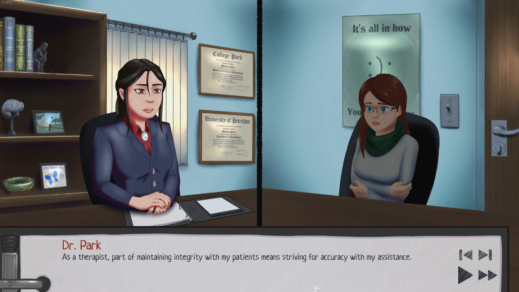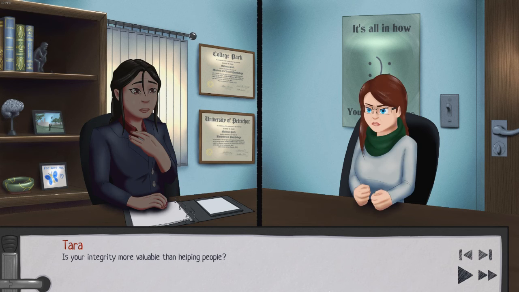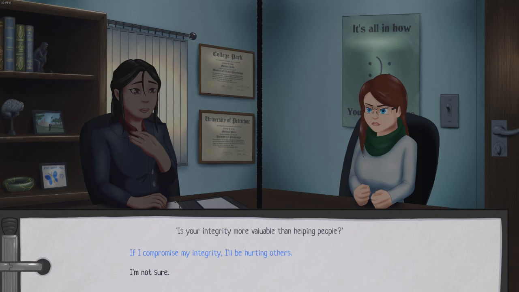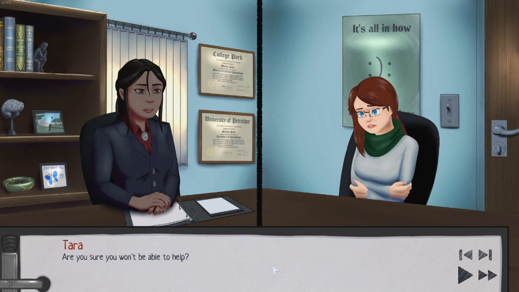As a therapist, part of maintaining integrity with my patients means striving for accuracy with my assistants. I'm not an expert with AI or the technology you're using. I'm not sure if I could provide the accuracy you need. Is your integrity more valuable than helping people? If my integrity is compromised, then I would be risking everyone's welfare. Are you sure you won't be able to help?